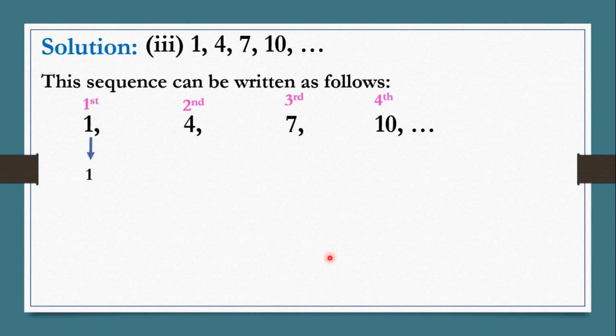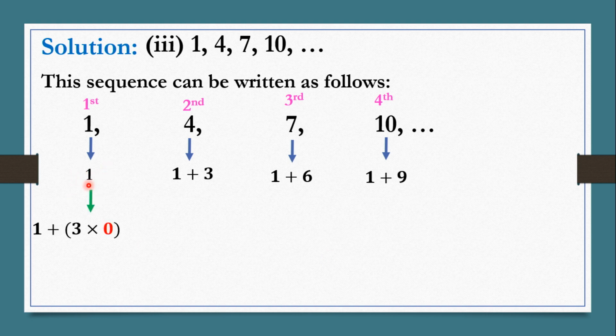1, I'm going to write it as 1. 4 can be written as 1 plus 3 because we are adding 3 to get the next term. 7 can be written as 1 plus 6. 10 can be written as 1 plus 9. I'm trying to rewrite each term in terms of the first one. That's why I have kept the 1. So here, 1 can be rewritten as 1 plus 3 times 0. Remember, 3 times 0 is 0.